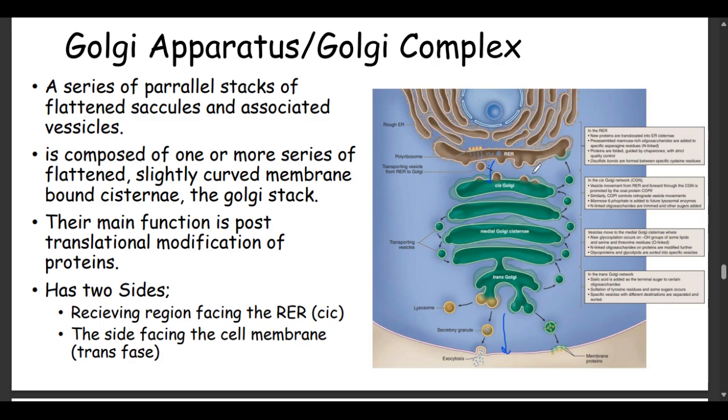So cis face, cis side or cis Golgi is where it's receiving proteins from the rough endoplasmic reticulum. They can ask you an MCQ here that the cis Golgi always faces the rough endoplasmic reticulum, or essentially you need to know the orientation, cis and trans Golgi. Very important.